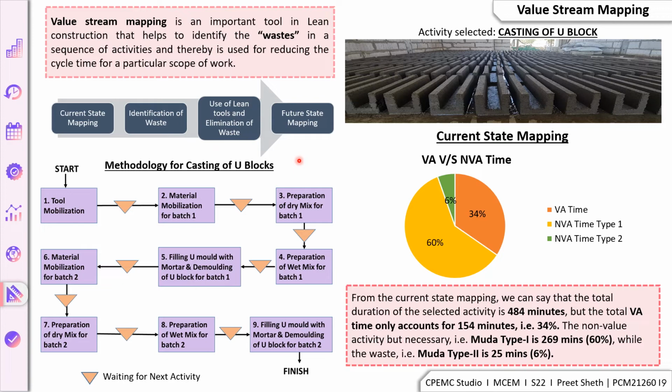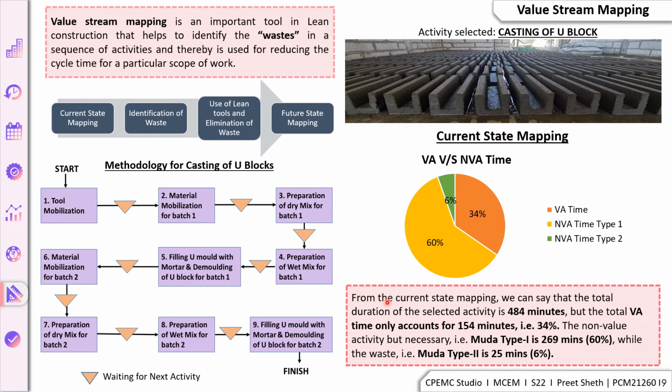The activity which we selected was casting of U blocks, and we did observation for two batches: batch 1, which consisted of 103 blocks, and batch 2, which consisted of 104 blocks. This is the methodology for casting of U block, and from the observations taken during the entire day, we prepared the current state mapping.